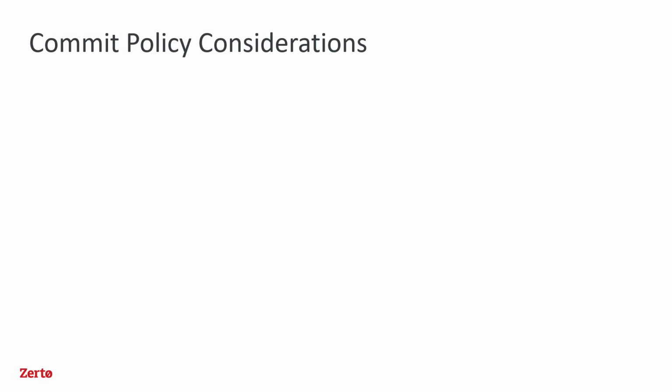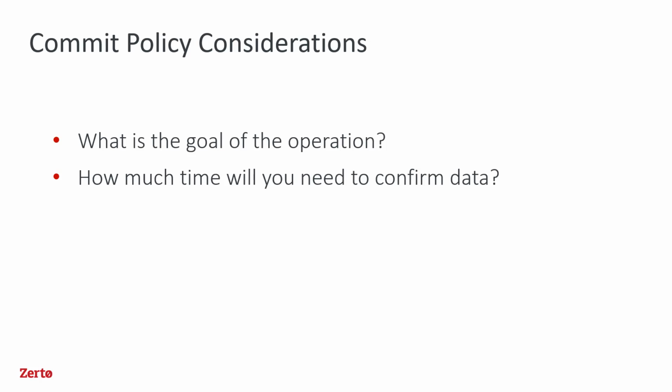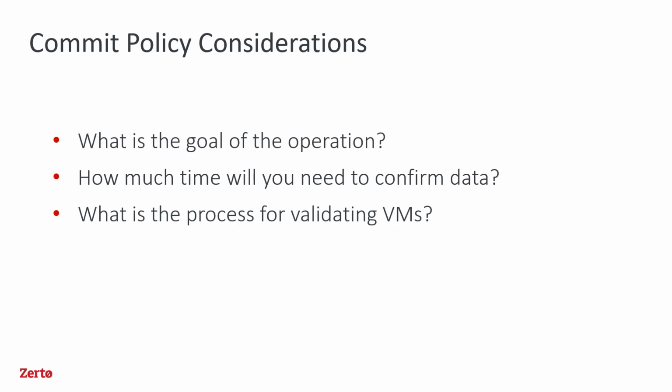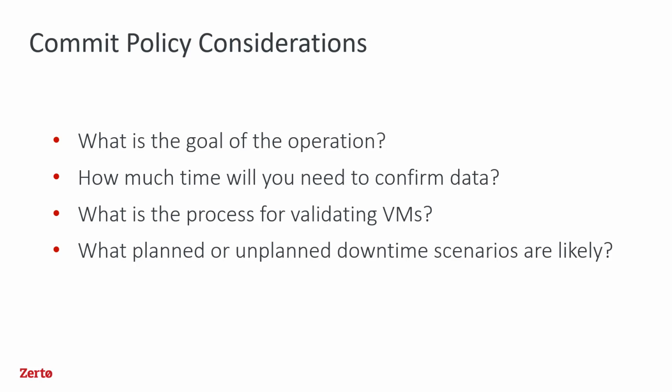As you consider your commit policy, it's important to think about the goal and structure of your operation, including your organization's internal people and processes. Consider how much time you will need to decide to commit or roll back VMs, and how you will validate that the VMs at the recovery site work as expected and have the correct data. You may also want to consider what planned or unplanned downtime your organization may encounter. For example, a corruption such as our ransomware illustration may require a different policy than a natural disaster.